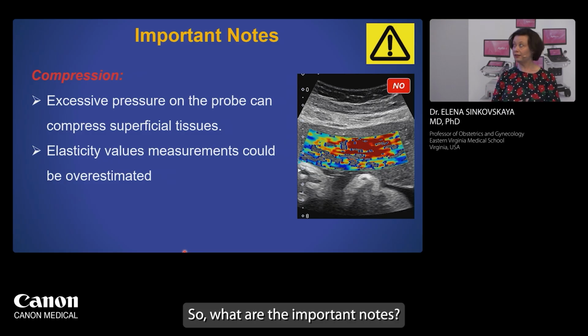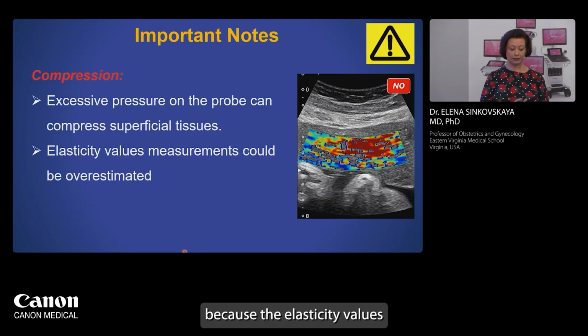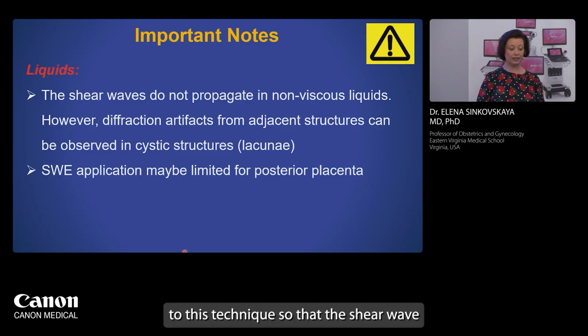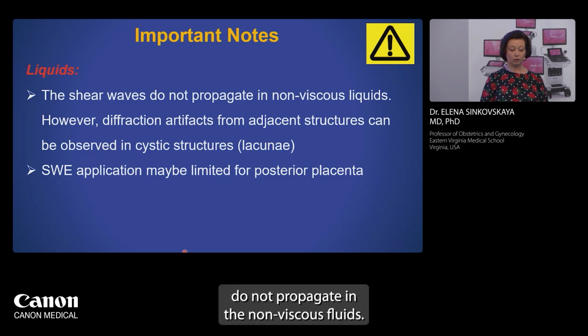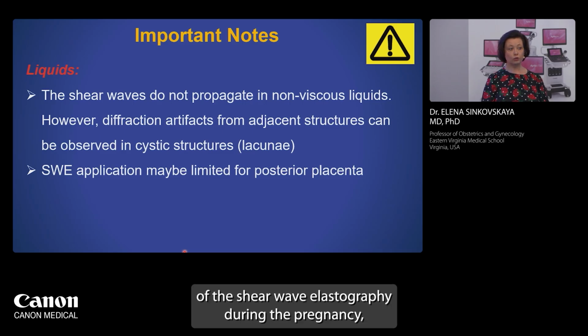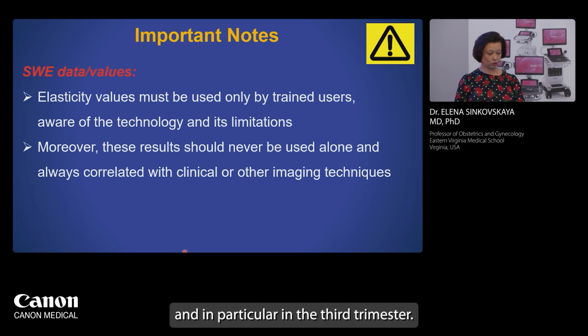So what are the important notes? Compression should be avoided because the elasticity values can be overestimated. Also, liquids are not very friendly to this technique, because shear waves do not propagate in non-viscous fluids, so this may result in different artifacts. That's why, once again, one of the limitations of applications of shear wave elastography during pregnancy is the posterior placenta, in particular in the third trimester.